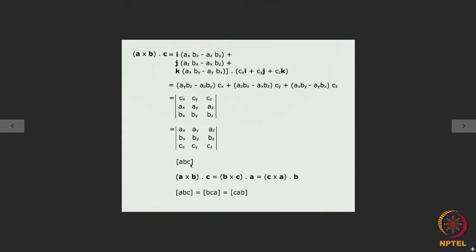It can be shown that a cross b dot c is the same as b cross c dot a, which is the same as c cross a dot b, and in this form it can be written a b c box product equal to b c a box product equal to c a b box product.